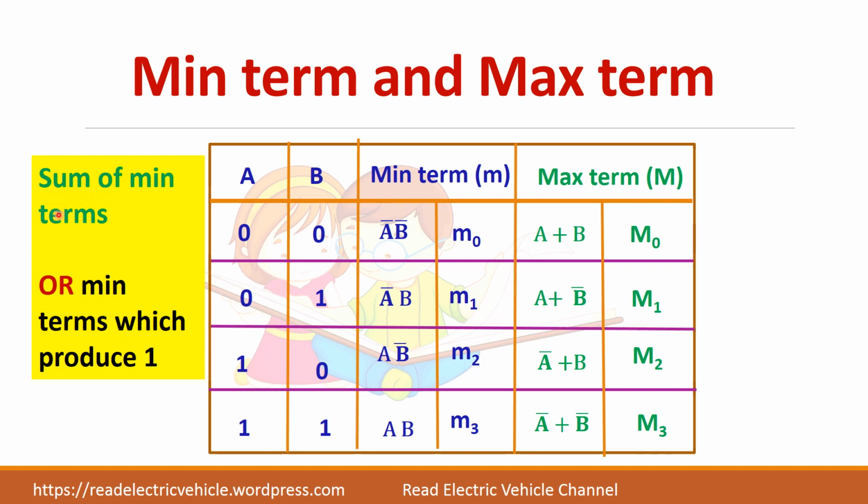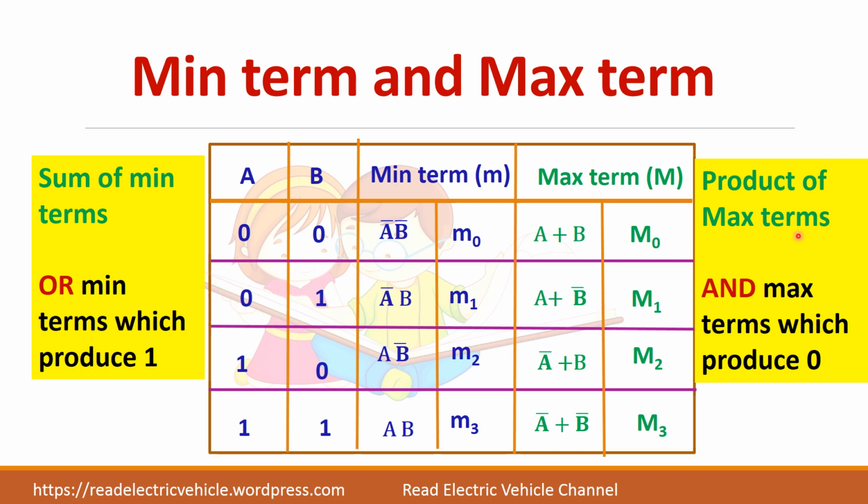To get the sum of minterms, first in the output table, you have to find the minterms which will give you 1 as output. Then OR all those minterms, that is put a plus sign, and you will get the sum of minterms. To get the product of max terms, first find max terms which produce an output 0. Then AND those max terms, and that will give you the product of max terms.